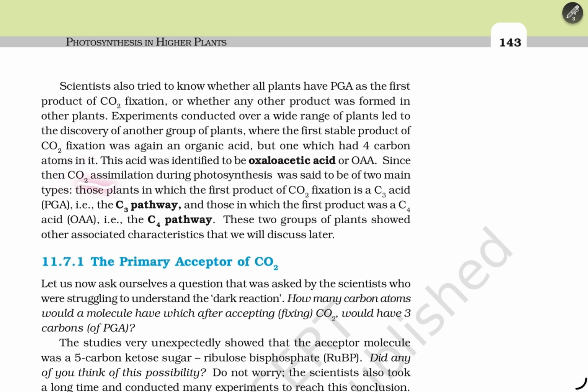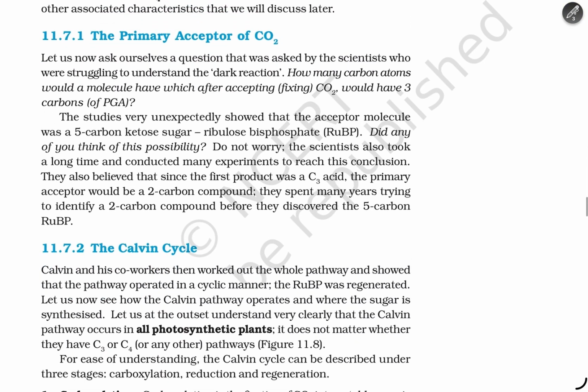Plants in which the first product of carbon dioxide fixation is the C3 acid PGA follow the C3 pathway. Plants where the first product is a C4 acid, OAA, follow the C4 pathway. These two groups of plants show a whole association of characteristics that we will discuss later. Next, the primary acceptor of carbon dioxide.